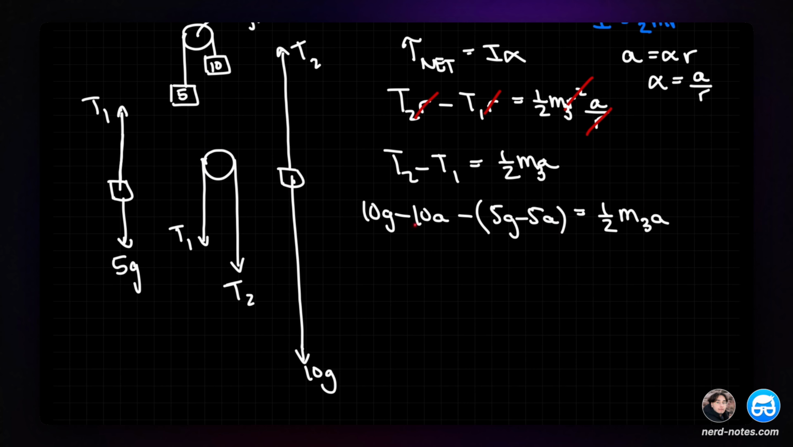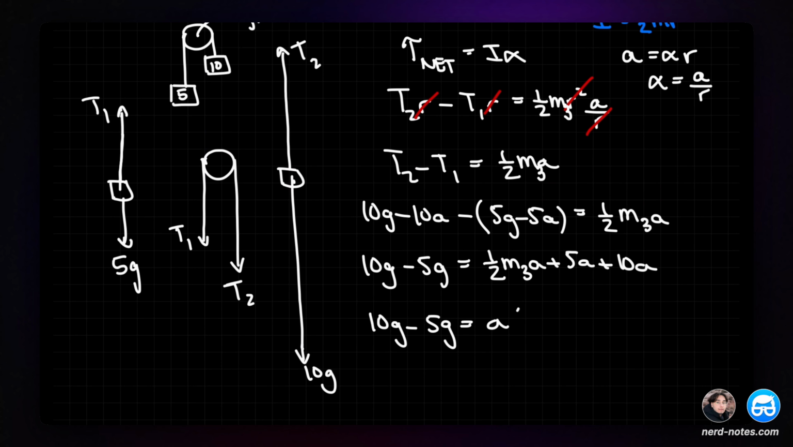And so what we can do now is we can go ahead and move all the linear accelerations to one side and then solve for a. Let's go and do that. It's going to be 10g minus 5g is equal to 1/2 m3a plus 5a plus 10a. And lastly, what I'm going to do is I'm actually not going to simplify this any further. I actually want to leave it as it is.